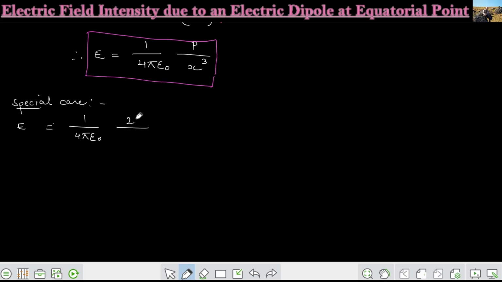Twice P divided by x cubed. Let EA be that electric field intensity along the axial point. And for the equatorial point, if EP is the electric field intensity on the equatorial point, then we have this expression, P divided by x cubed.